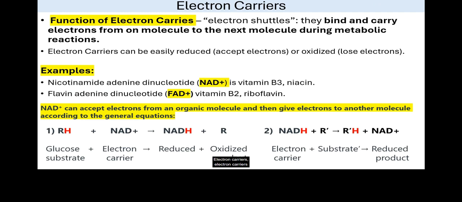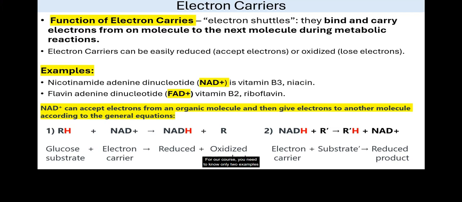Electron carriers have an important function. They are like electron shuttles, like buses. Electrons can attach to them, and then they carry electrons from one molecule to the next during metabolic reactions. What's special about electron carriers is that they can be easily reduced, accepting electrons, or oxidized, losing electrons.